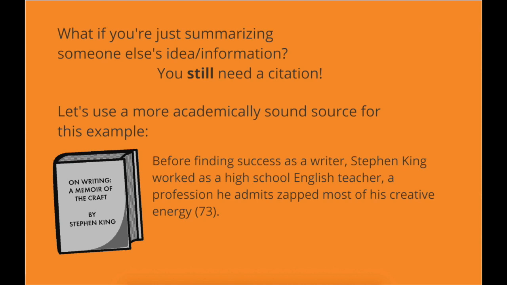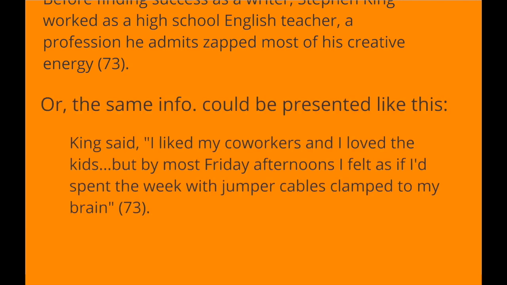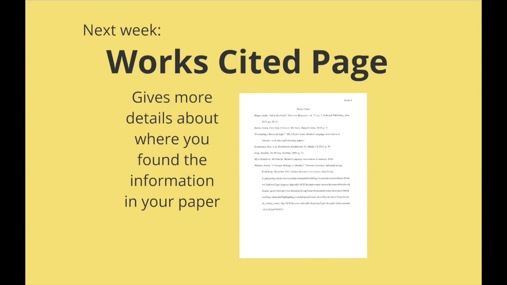So there we have signal phrase with page number, or another way to do it, you could direct quote. King said, quote, "I like my coworkers and I love the kids, but by most Friday afternoons, I felt as if I'd spent the week with jumper cables clamped to my brain." Notice, quote, space, parentheses, page number, parentheses, period. That's it. That "King said" is your signal phrase. So I don't need King 73 down there because I know that that's where it came from when I finally look at the works cited page.